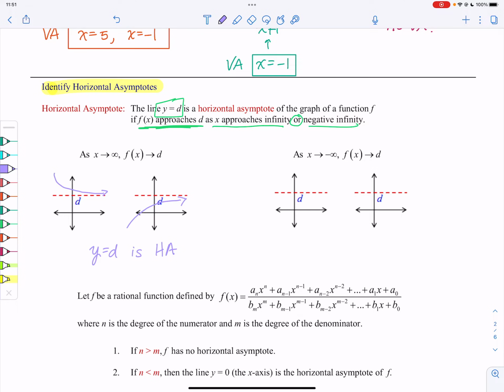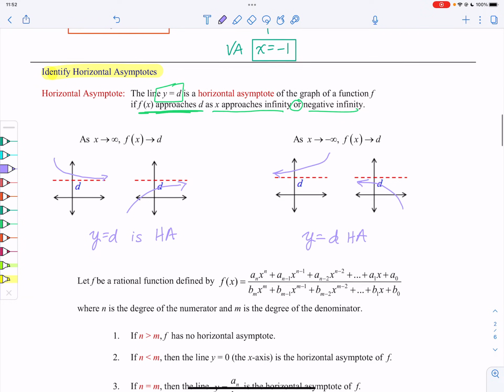Horizontal asymptote. So now if x approaches negative infinity, we could have y equal to d is a horizontal asymptote. And we can also have x approaches negative infinity and y equal to d is a horizontal asymptote.